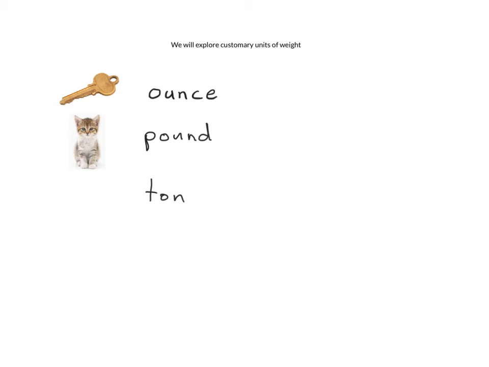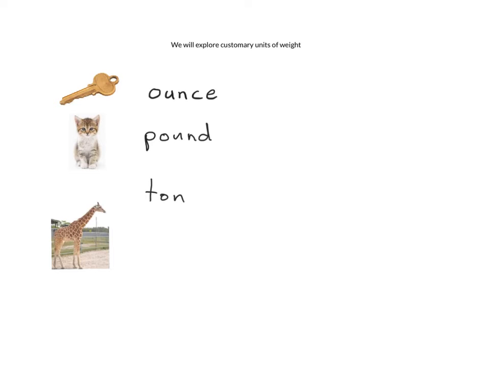Hi everybody, today we'll explore customary units of weight. So the smallest unit of weight in the customary system is an ounce. A key weighs about an ounce. The next largest customary unit of weight is a pound. A kitten weighs about 1 pound. The largest customary unit of weight is a ton. A giraffe weighs about a ton.